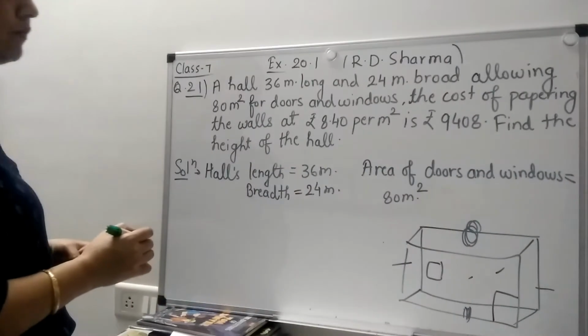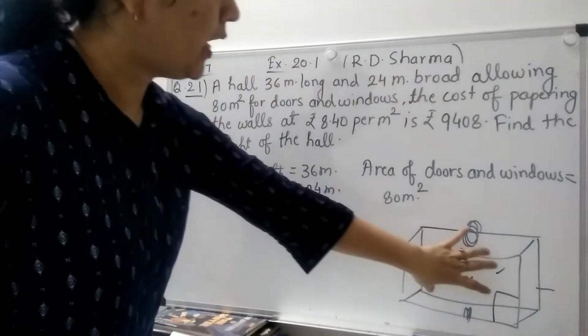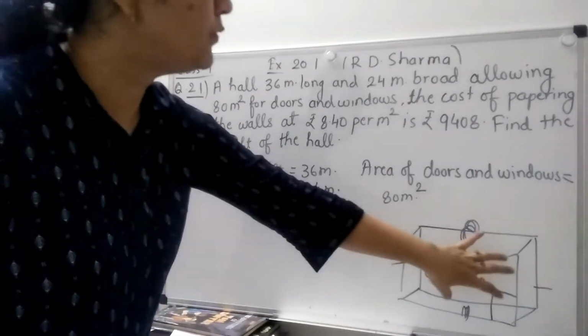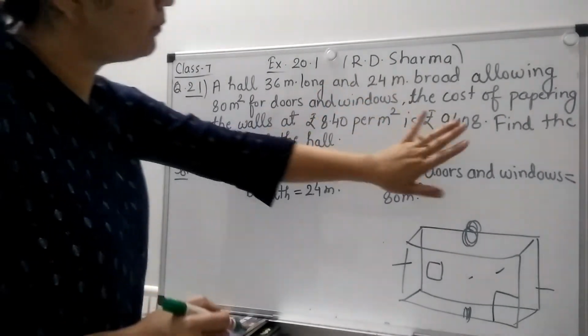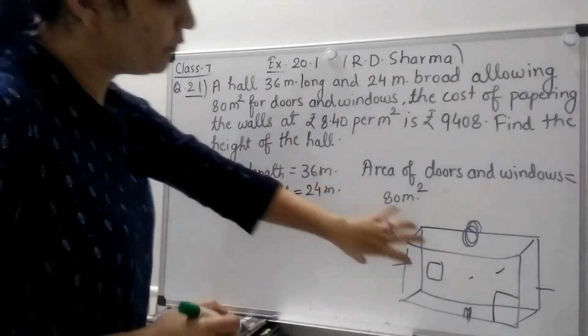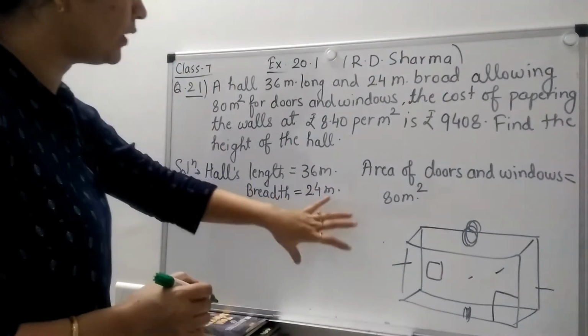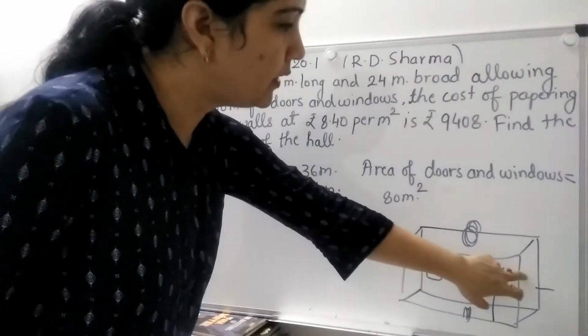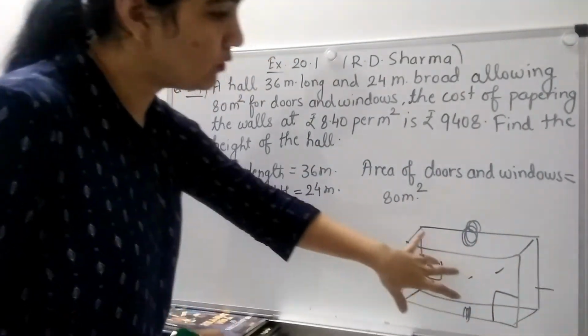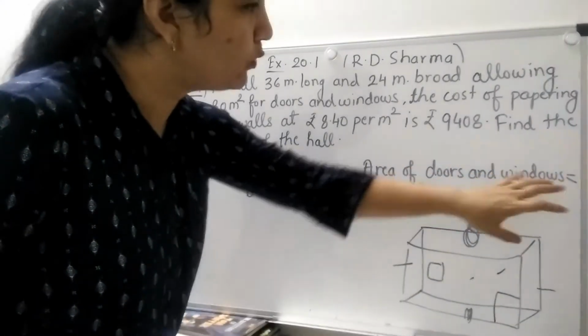Okay. So what we will do, first we will find out the area of the hall which we have to paper. Papering means we have to paste the paper. So we will find out the area that we have to paper. For that, we have to find out the area of these 4 sides, minus area of doors and windows.